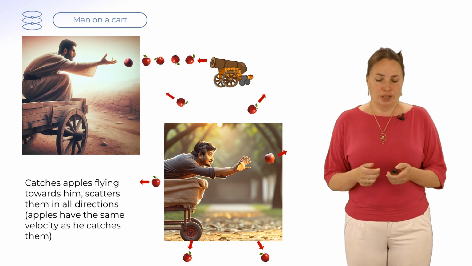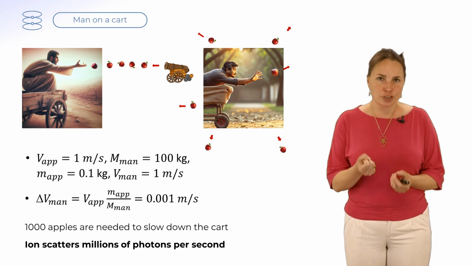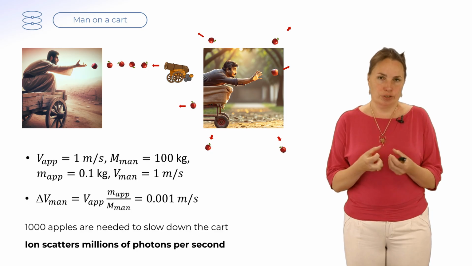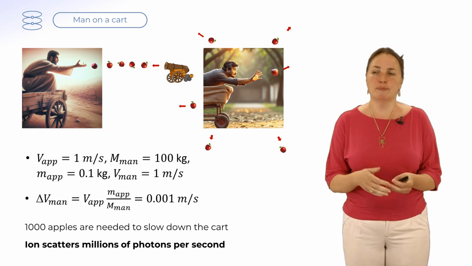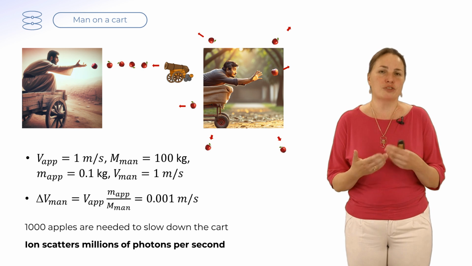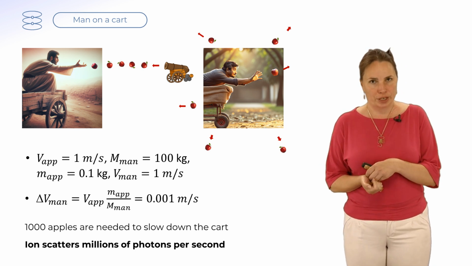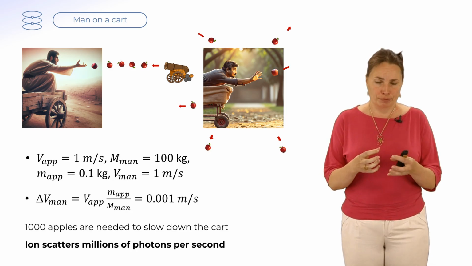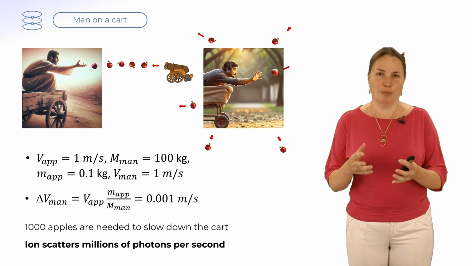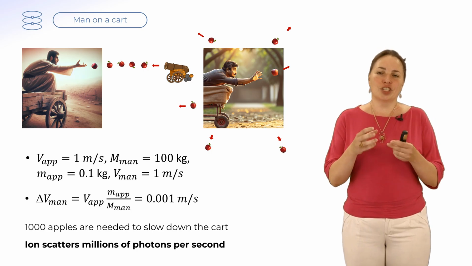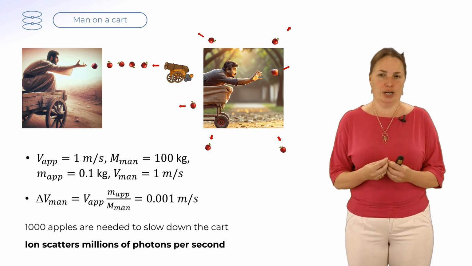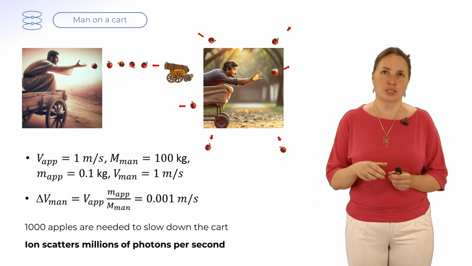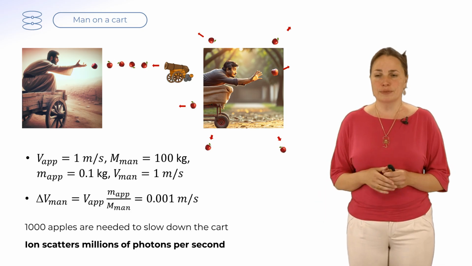So what it means is that in every act of catching an apple, the man gets some energy and momentum, right? And we know that the momentum before the act of catching the apple and after it will be different. So the apple, which the man catches, will change the momentum of the man on the cart. And I've written it here in these very simple equations.